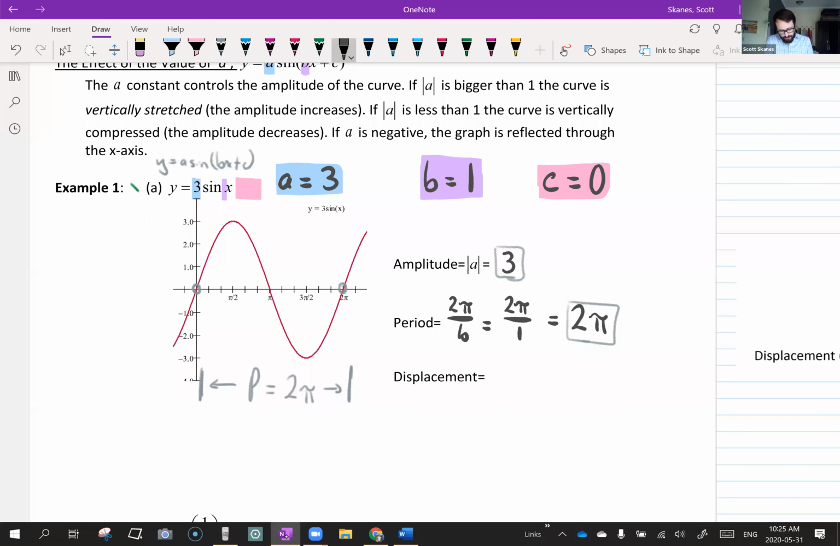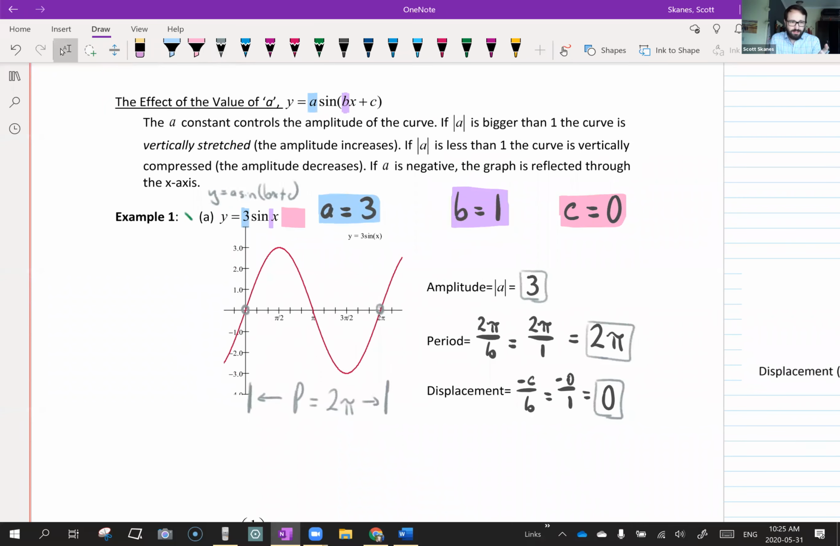Okay, displacement, the formula is negative C over B. We have B and C. It's negative 0 over 1, which means 0. There is no displacement. It hasn't been shifted left or right. So that's it. That's how we do these questions. If it's asking for those three things, amplitude, period, and displacement, which it's always going to ask for, it's really just those three things. We find A, B, and C, and then we use the formulas. Okay? Pretty straightforward in my opinion.